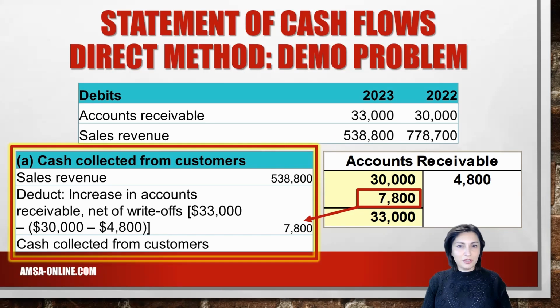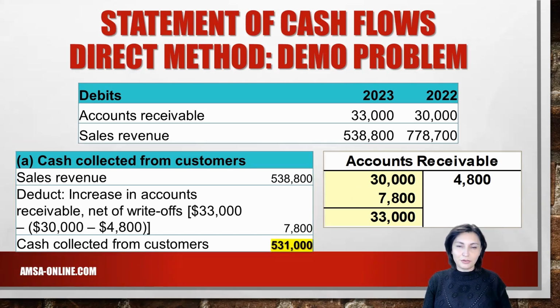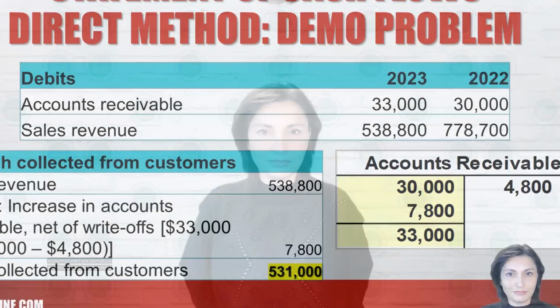The next step is to deduct the increase in accounts receivable account. We already calculated the increase in accounts receivable, and it is $7,800. Cash collected from customers is $531,000. This will be reported in the Operating Activities section of the Statement of Cash Flows.